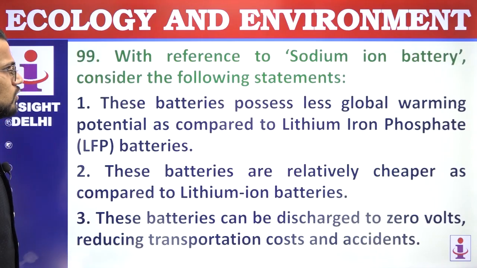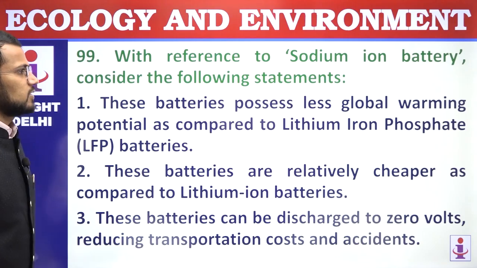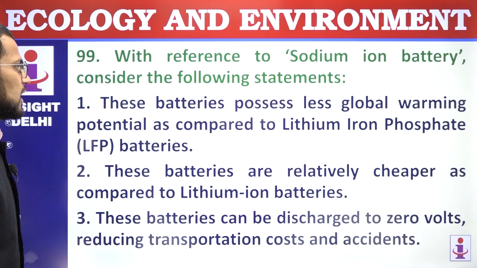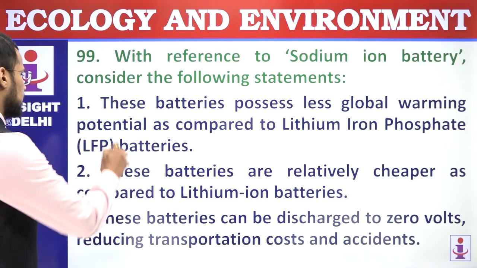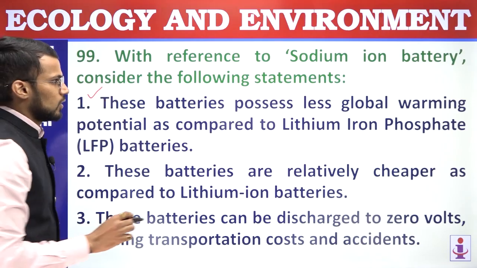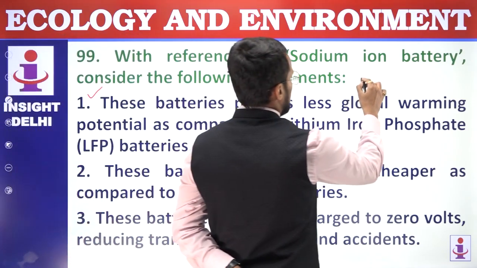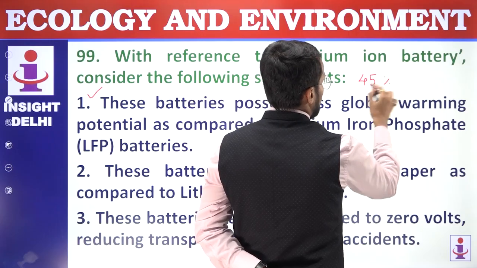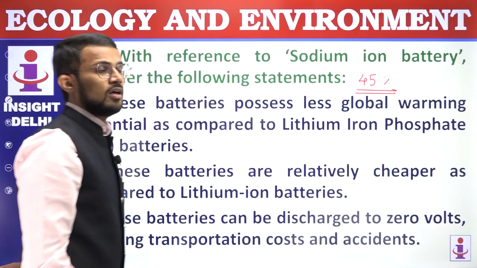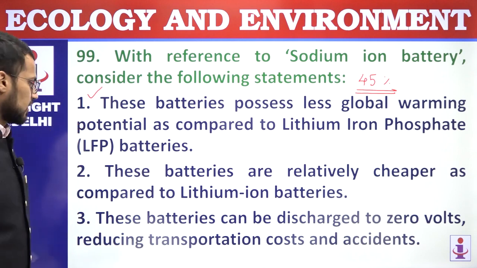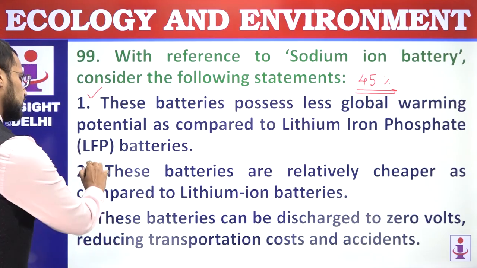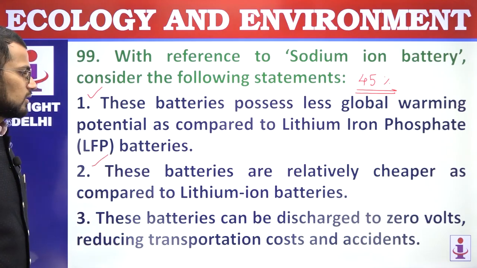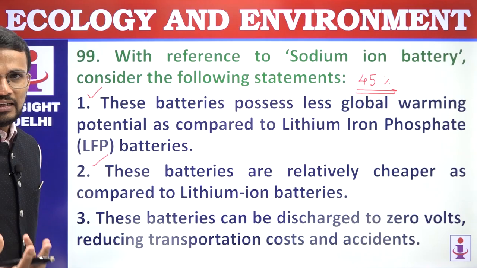99. With reference to sodium ion batteries, consider the following statements. First, these batteries possess less global warming potential as compared to lithium iron phosphate LFP batteries. This statement is a correct statement. Why? Because these sodium ion batteries are considered as having 45% less global warming potential. First statement is correct. Second, these batteries are relatively cheaper as compared to lithium ion batteries. Correct statement.